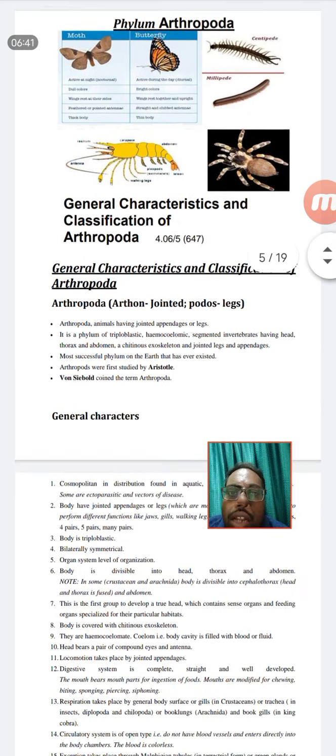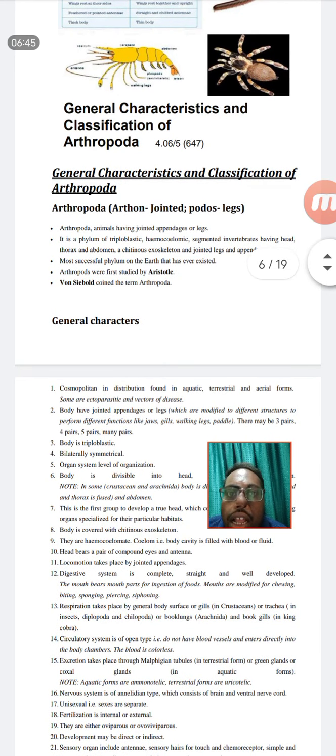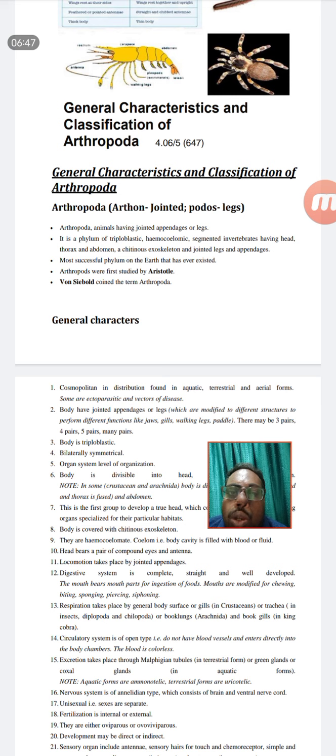The next one is Arthropoda, which is the largest phylum where insects and other things come. Arthros means jointed, podas means leg.